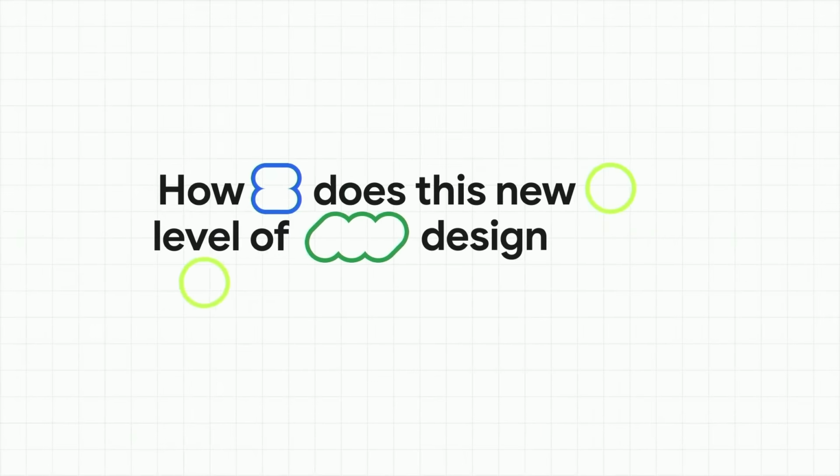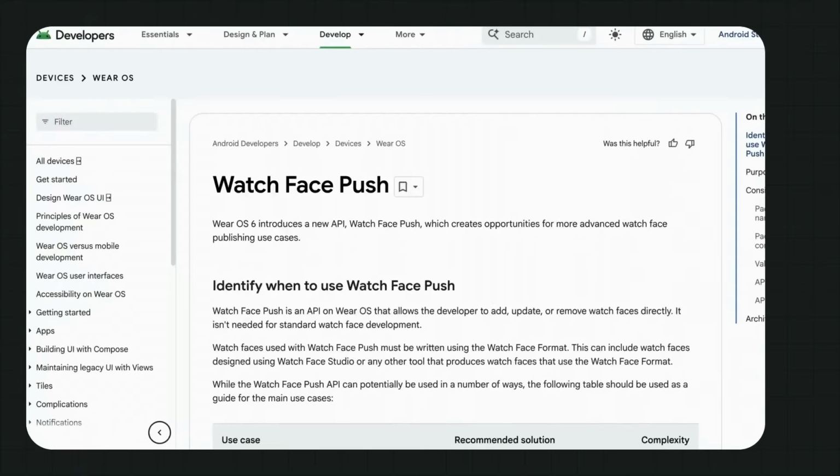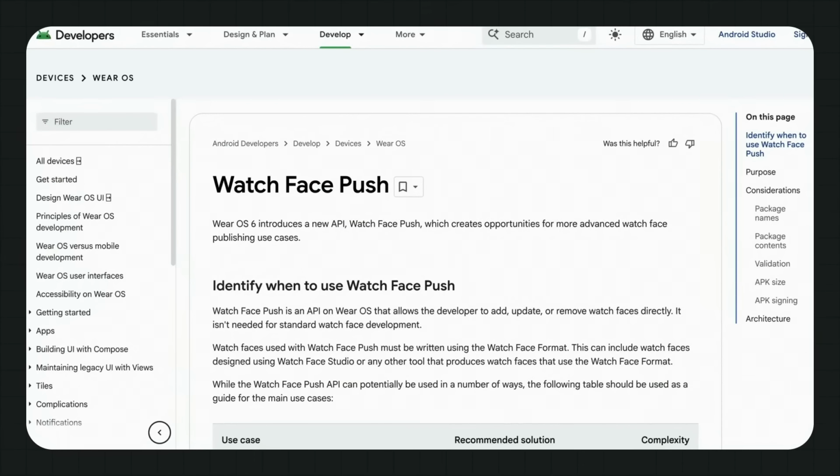And this new level of design extends beyond just the app's UI, right? Exactly. A big part of the watch's personality is the watch face. And with the new Watch Face Push API, developers can use the phone app to push and manage watch faces directly on the watch. This unlocks, finally, the full marketplace experience. And so partners like Facer are using this to bring their massive catalog back to Wear OS. And this is bringing a huge ecosystem for developers and users.